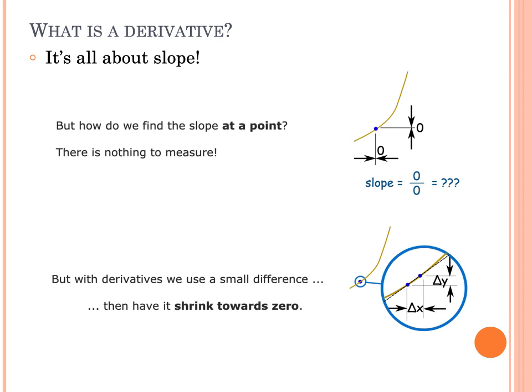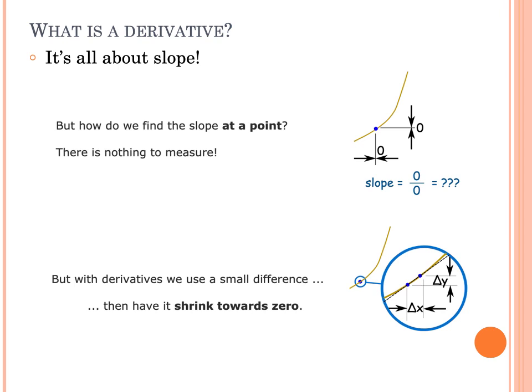And the tricky part about doing it at one point is that there's nothing to measure. You can't go between two points and find the change in y over the change in x, because there really is no change in y over change in x. It's 0 over 0, which is undefined. But if I took my pencil and put it as a tangent line to that point, I could see that that line, depending on where the point was on the function, is going to have a different slope.